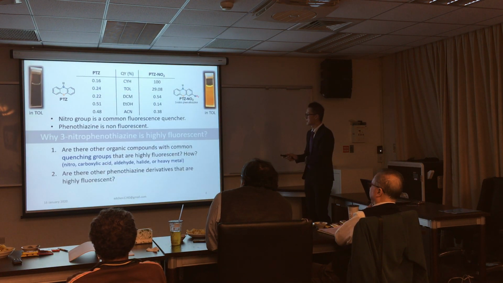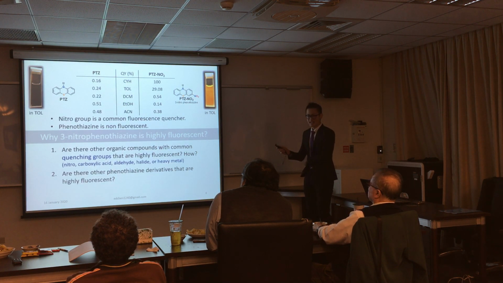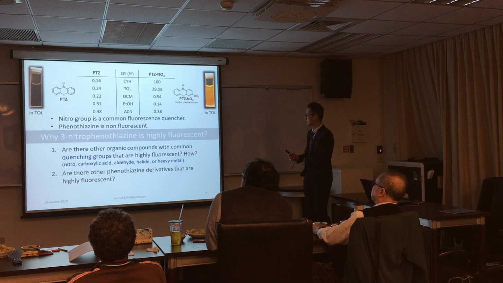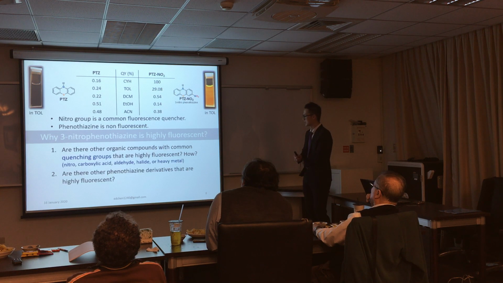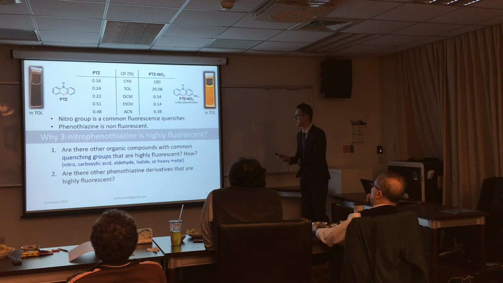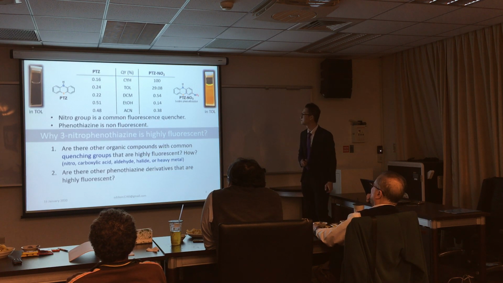Again, why is 3-nitrophenothiazine highly fluorescent? You can see that in five solvents, cyclohexane, toluene, dichloromethane, ethanol, and acetonitrile, the parent phenothiazine has a quantum yield of less than 1%. However, in non-polar solvent, 3-nitrophenothiazine has a quantum yield of 100%. So why? Are there other organic compounds with common quenching groups that are highly fluorescent? And are there other phenothiazine derivatives that are highly fluorescent?